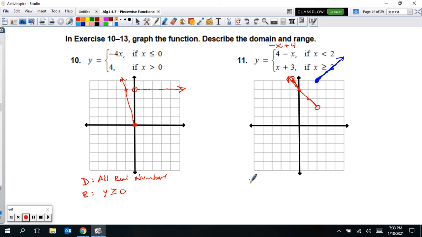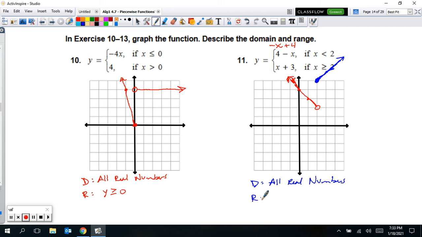And now to describe domain and range, domain for this one is going to be all real numbers again, because it does equal 2. It's 2 there. It's everywhere less than 2. It's everywhere greater than 2, and it also equals 2. So yeah, all real numbers again on this one.